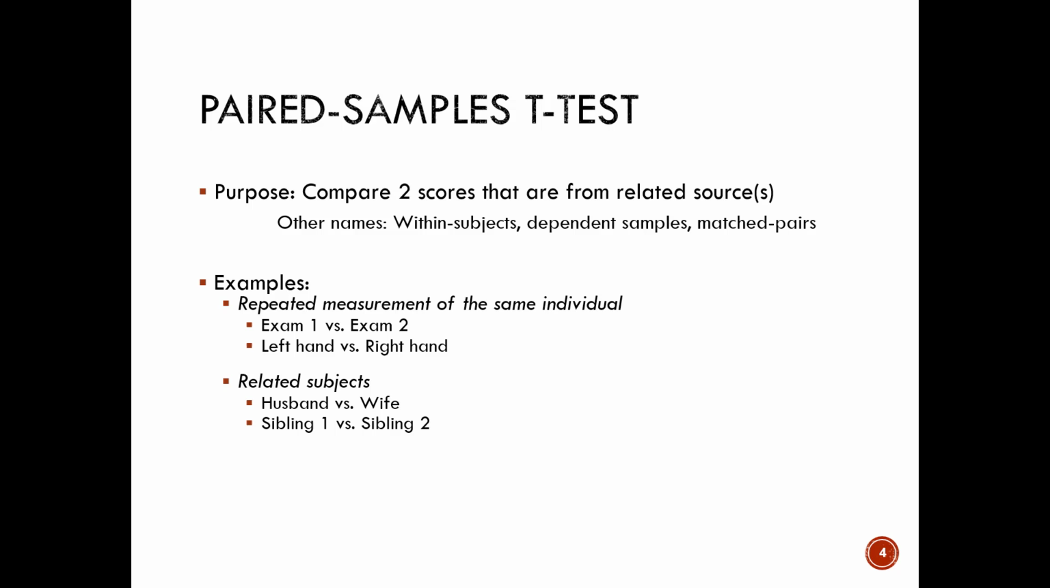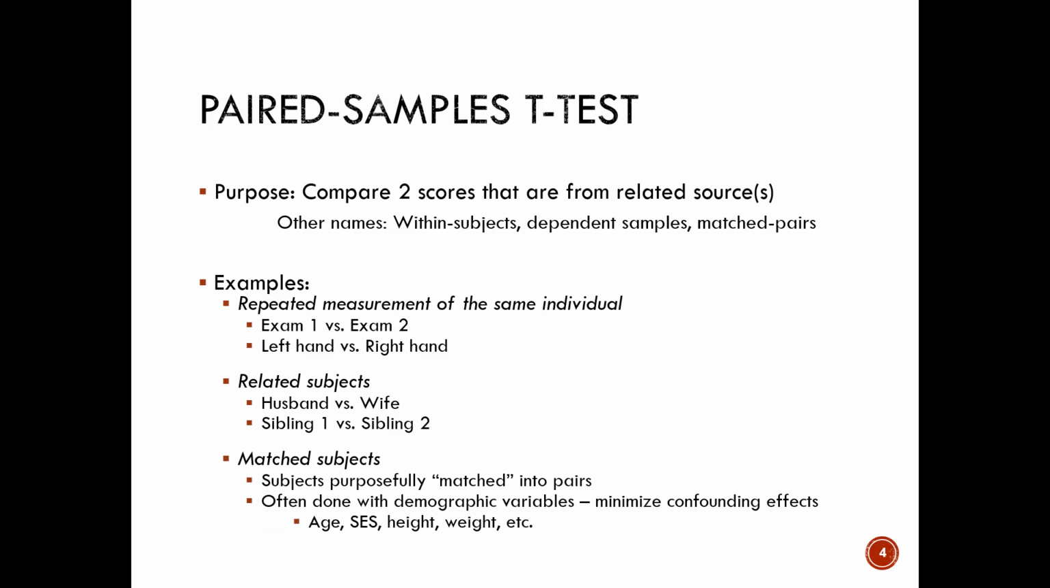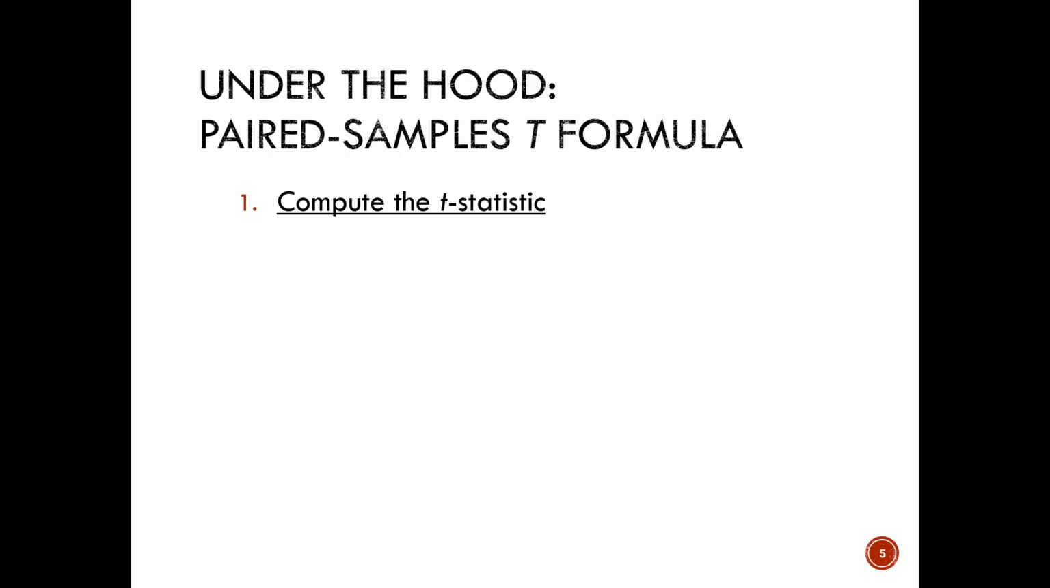Or two siblings. You might also have matched subjects, or subjects that are purposefully matched into pairs, and you want to compare if those two are the same on particular measures. That's often done with demographic variables to minimize confounding effects, for example, in a clinical trial study. They might be matched on age, socioeconomic status, height, weight, and so on. You can see that in all of these cases, two scores would be related, and your job is to see if those two scores are statistically different from one another or the same.